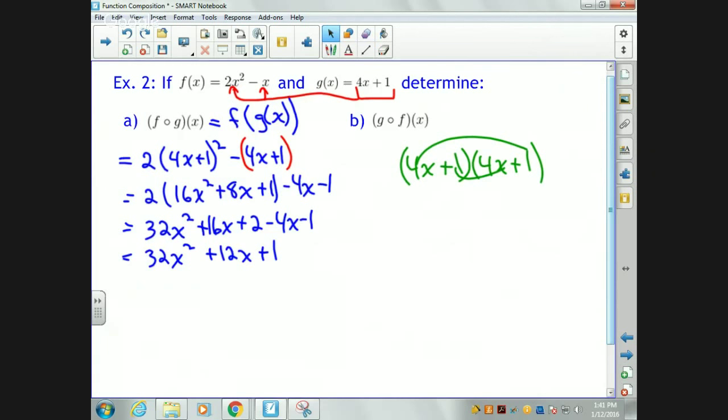Remember the shortcut when I talked about this early in the semester. The shortcut when you expand a binomial is to square the first term, which I did. 4x squared gives us 16x squared. We double the product of the two terms. So the product here, 4x times 1 is 4, times 2 gives us 8x, and then we square the last term. It's probably a good thing to get used to because obviously squaring binomials happens quite a bit.